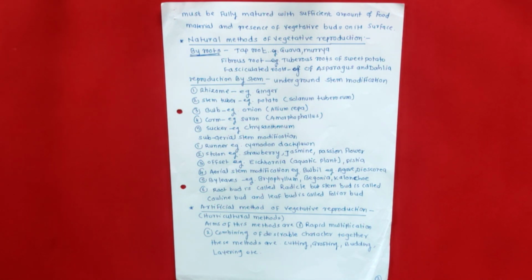So from the start, first we study the aims of the methods. The first one is rapid multiplication. Second, combining desirable characters together. These methods are cutting, grafting, budding and layering. First we want to study the cutting method.